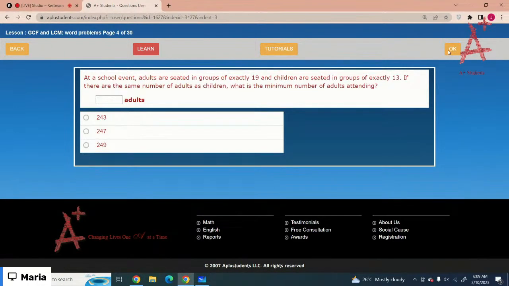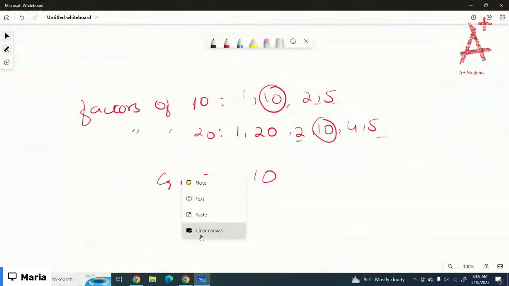Okay, the next one. At a school event, adults are seated in groups of exactly 19 and children are seated in groups of exactly 13. If there are the same number of adults as children, what is the minimum number of adults attending? Minimum means again you have to find the LCM, the LCM of 19 and 13.